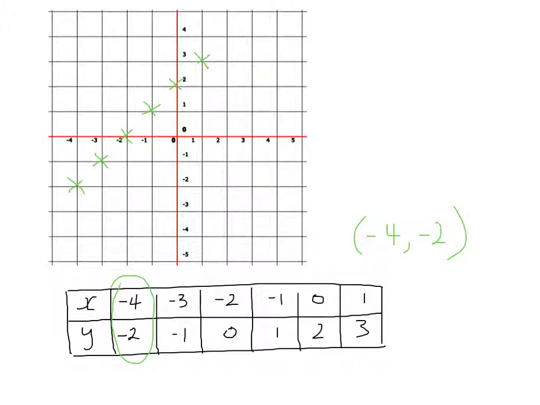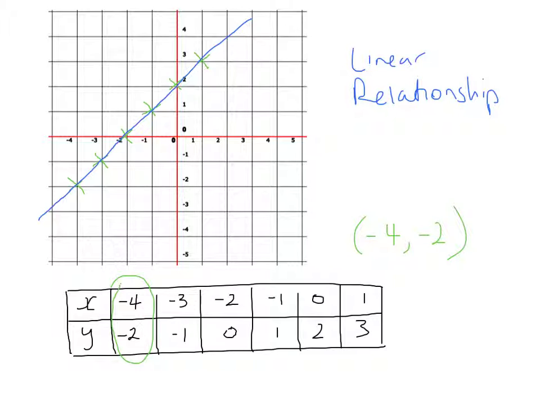And again, if we look at these, we can see that there is a nice straight line that goes through there. So we can say that yes, there is a linear relationship that exists.